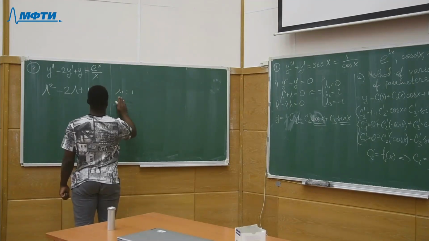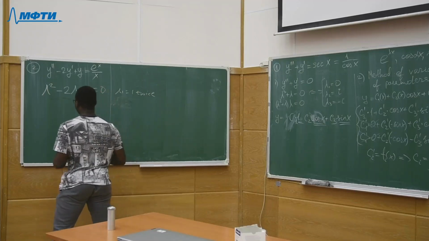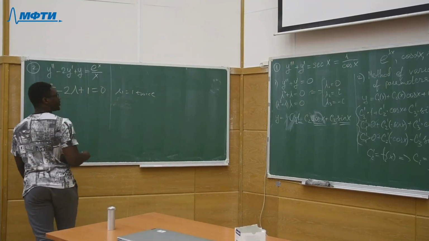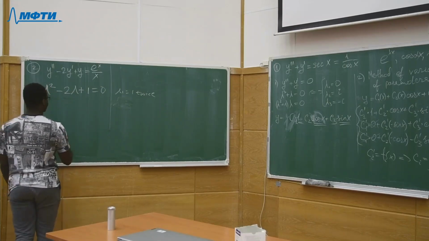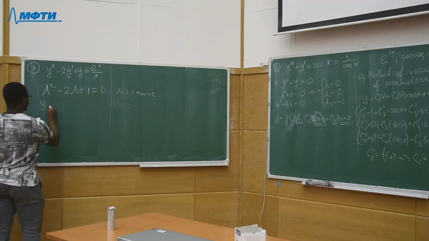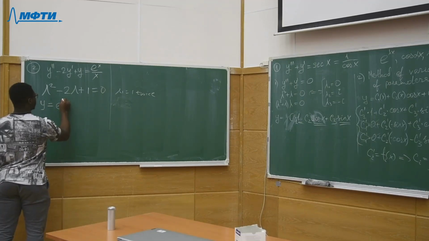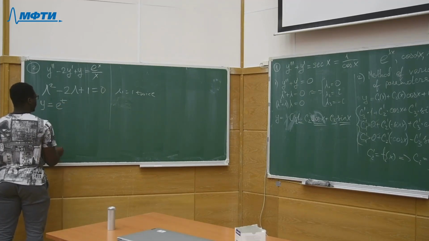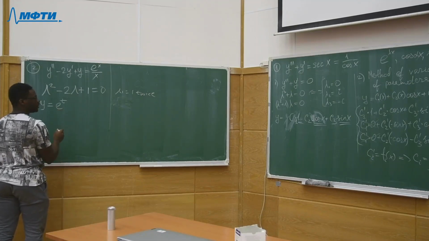The roots are the same, I think. Yes, the same, twice. This is a multiple root. Next, we write the general solution to the homogeneous equation.